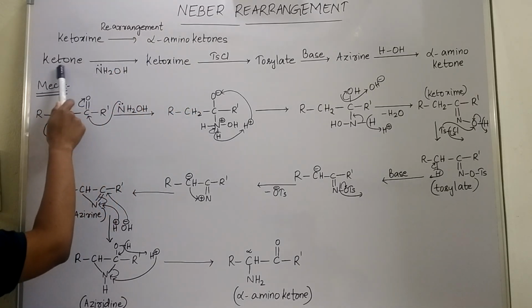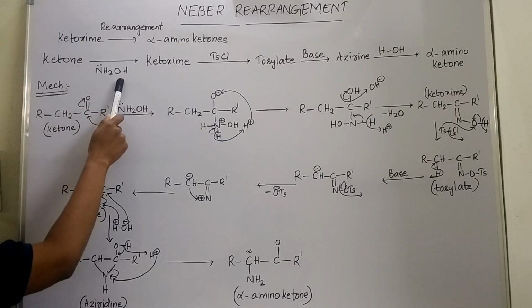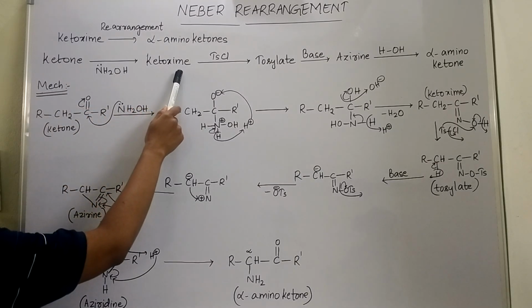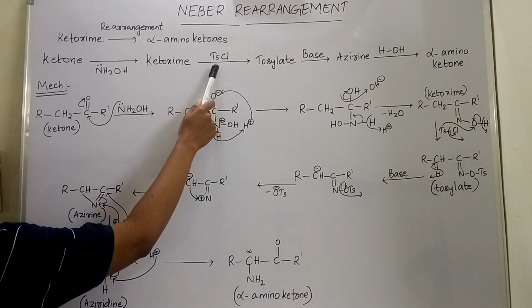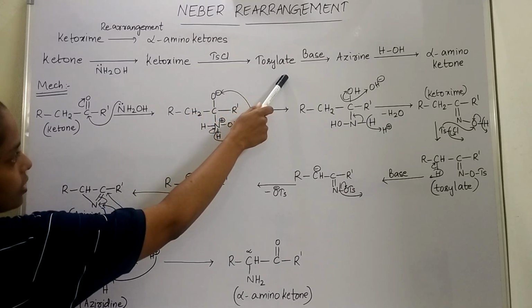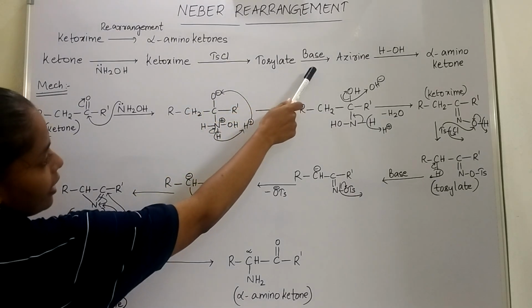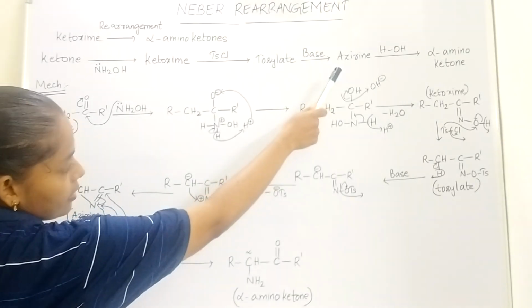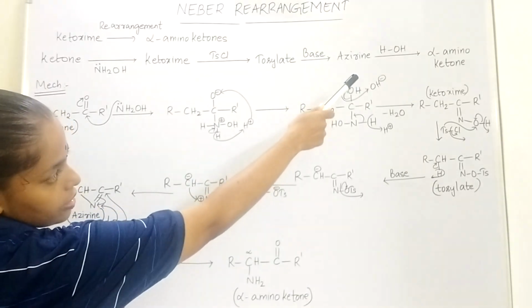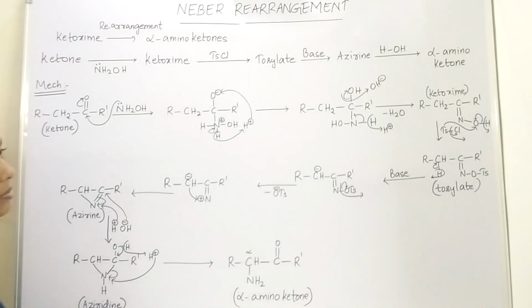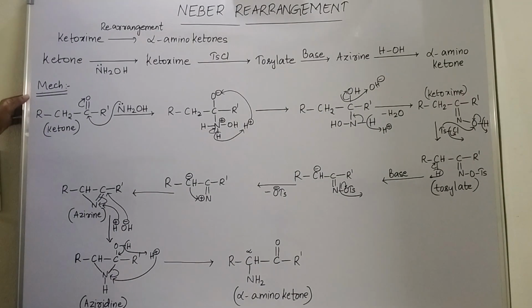So first, ketone will react with hydroxylamine to give ketoxime. This ketoxime will react with tosyl chloride to give tosylate. Now this tosylate in the presence of base will give an azirine. Azirine further undergoes hydrolysis to give alpha amino ketone. So now let us see the mechanism for Neber rearrangement.